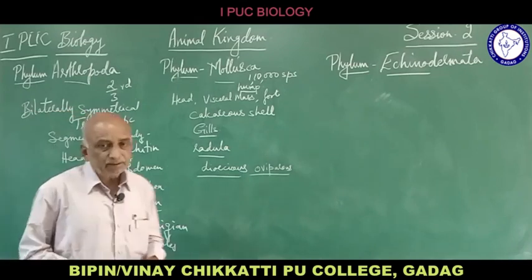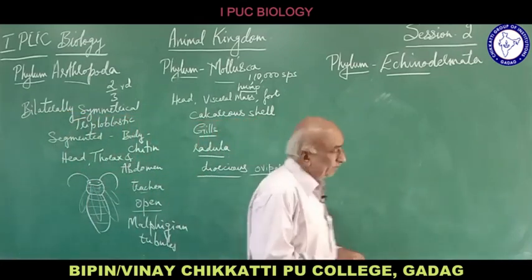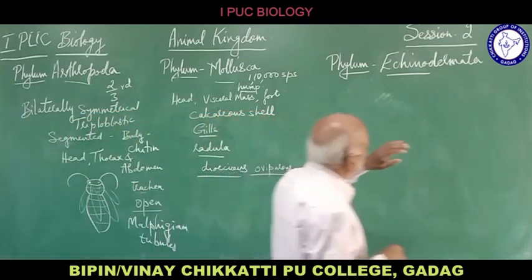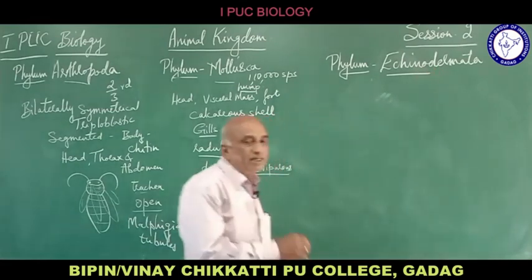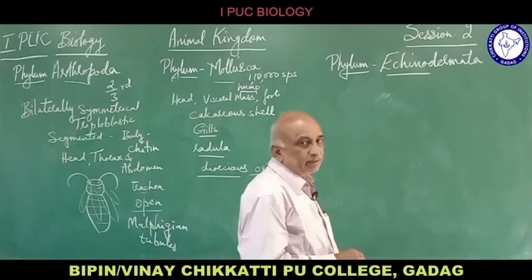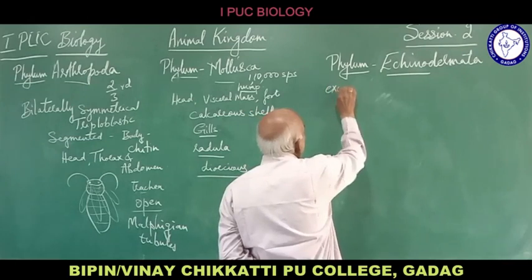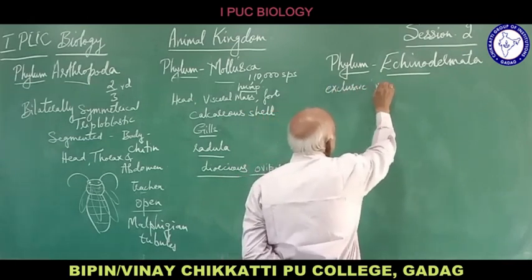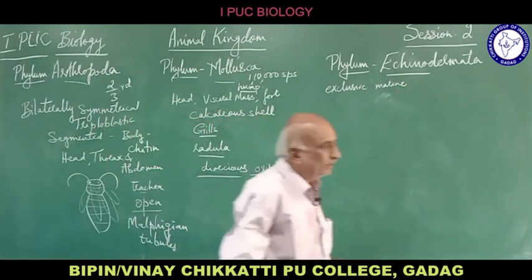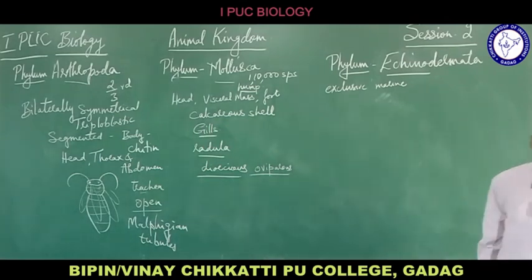Then coming to the next phylum, phylum Echinodermata. Echino means spines. Derma means the skin actually. So the skin is spiny, that is the word. And the important characteristic of this is, these are exclusively marine animals. So there are two phyla in the animal kingdom which are exclusively marine.